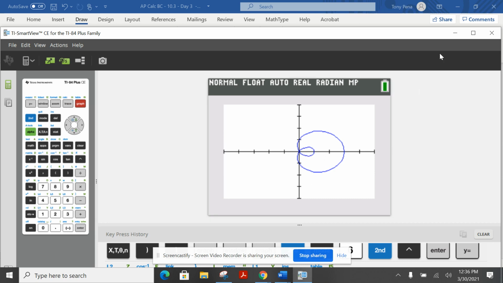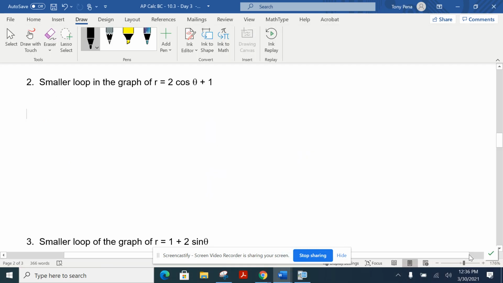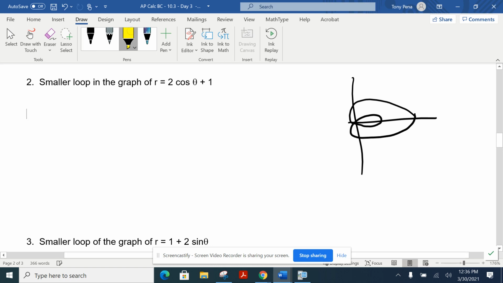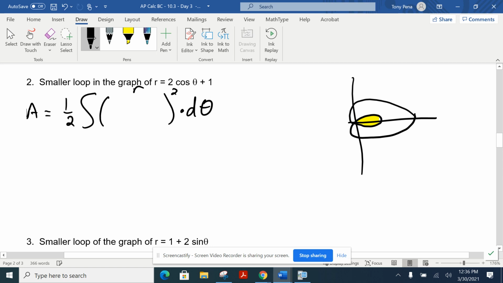Let me sketch this again, just so when we revisit this, we know what this looks like. It swings around like this. We have this loop, and we want just this part of it. To start with, it's pretty straightforward. The area of a polar curve is always 1/2 r squared d theta. R, again, is super easy because you're given it. It's 2 cosine of theta plus 1.